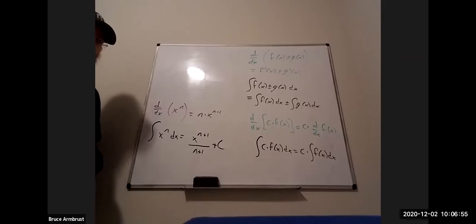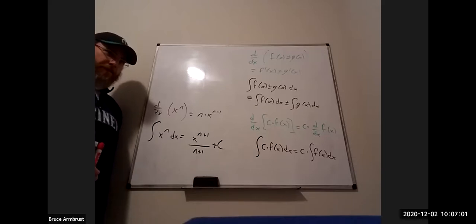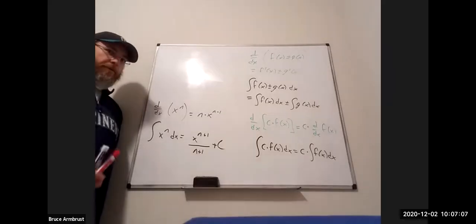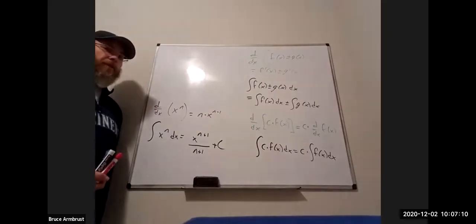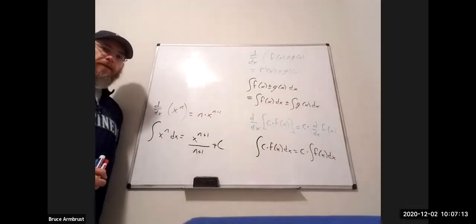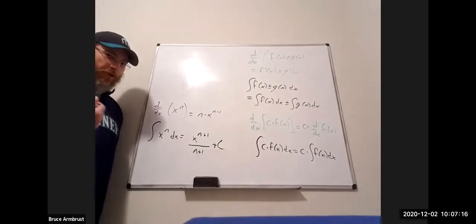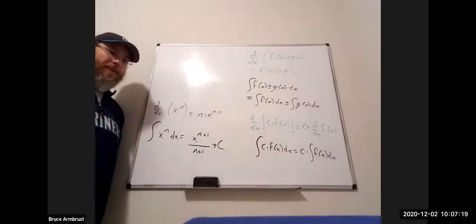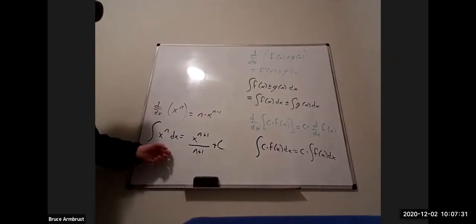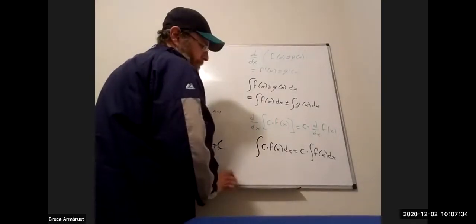But this is the power rule backwards. Instead of subtracting 1 from the exponent, we're going to add 1 to the exponent. And then we're going to divide by that exponent instead of multiplying. So hopefully you're kind of seeing the logic here. It's just we're doing everything backwards. We just have to do the opposite of what we did along the way. So let me show you a couple of examples with powers. It's pretty easy to do.